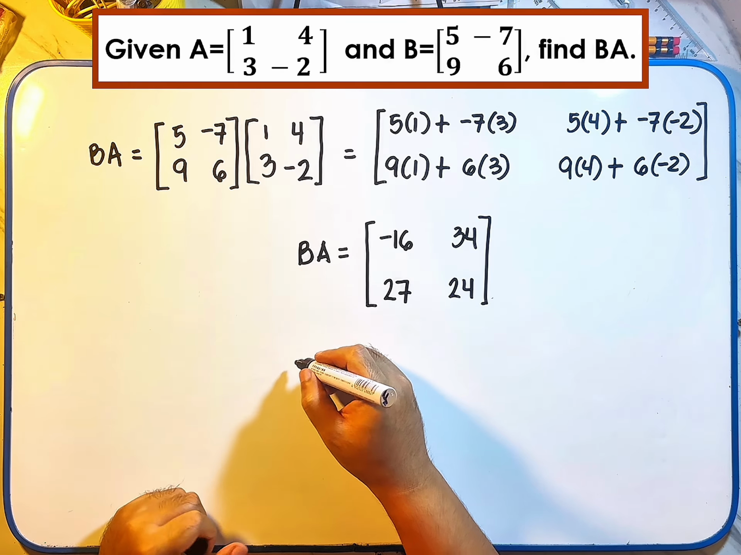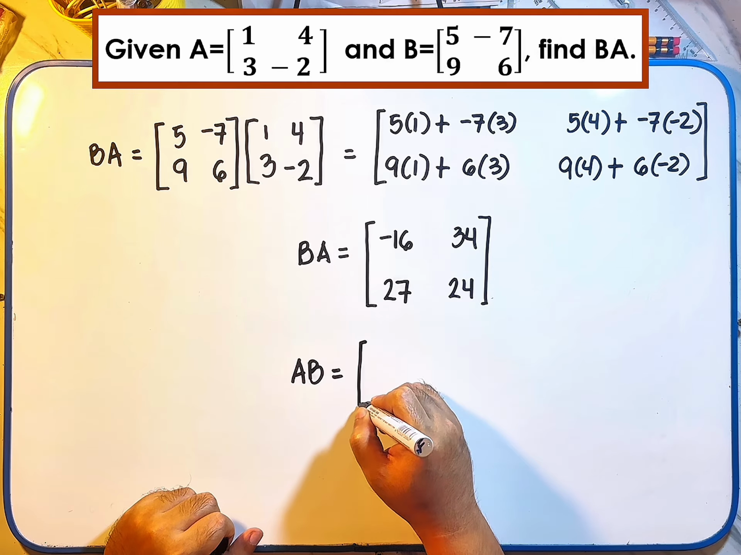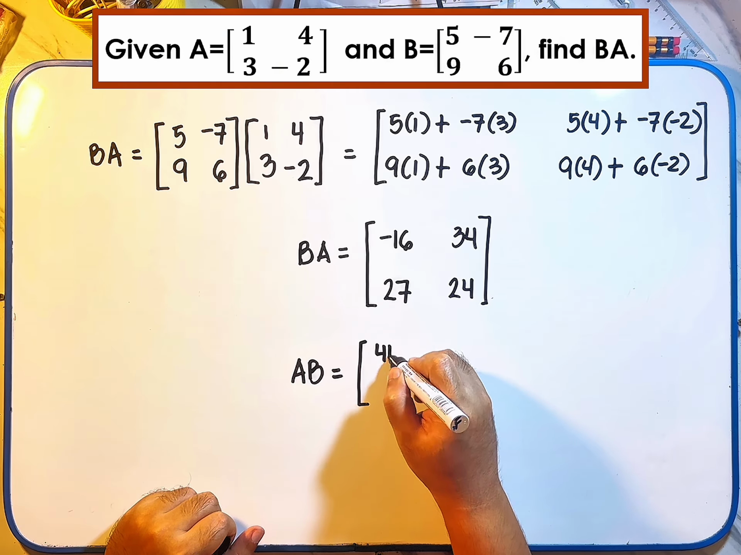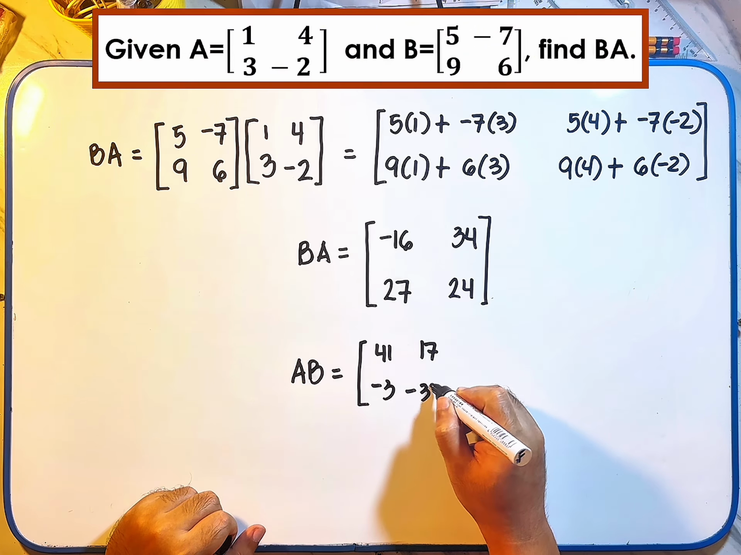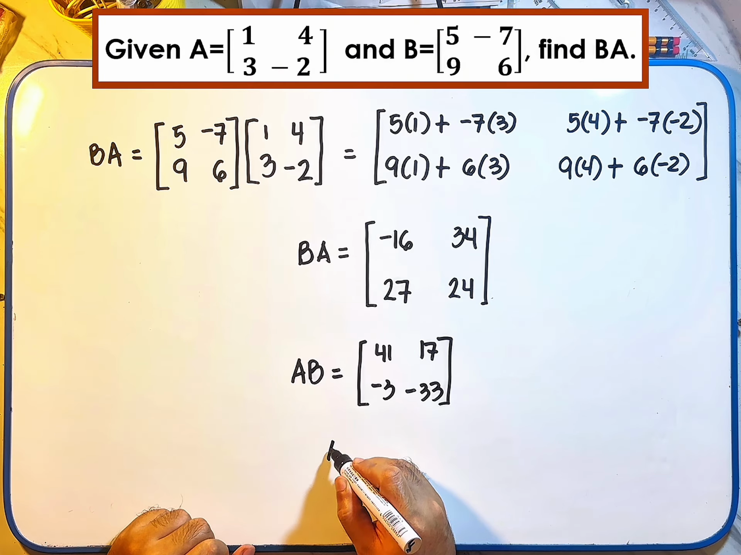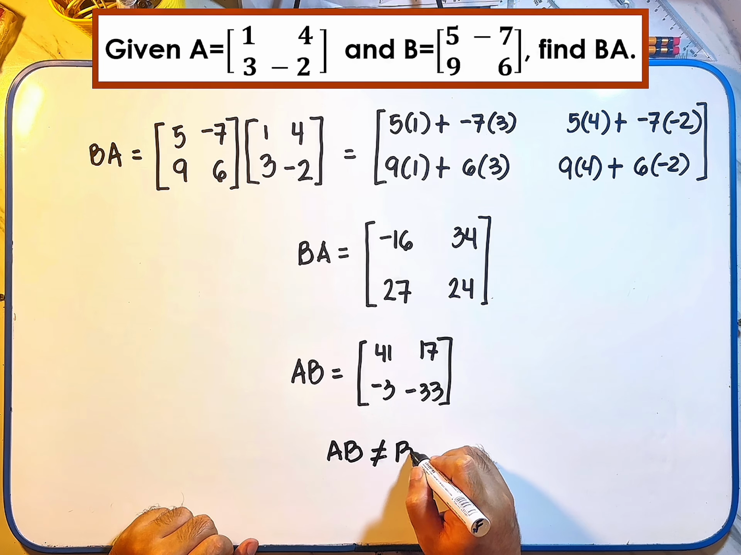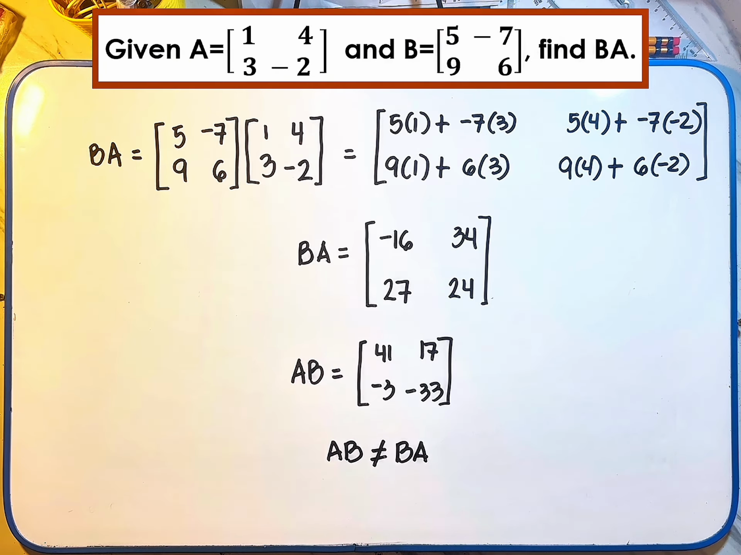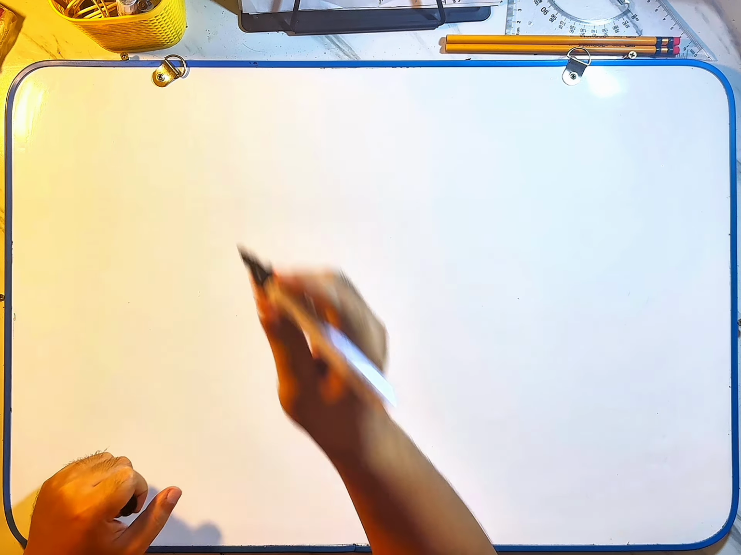And as we recall earlier, the product A times B, that's 41, -3, 17, and -33. And we can conclude that they are not the same. So A times B is not equal to B times A. So it means multiplication of matrices is not commutative. Next problem.